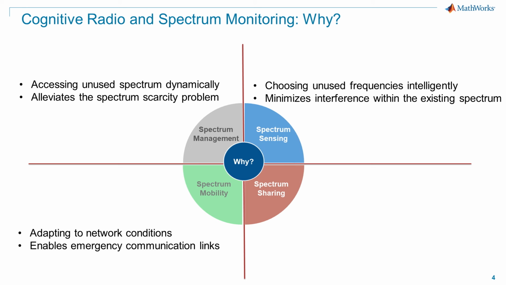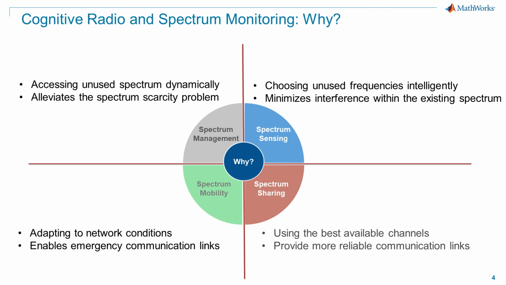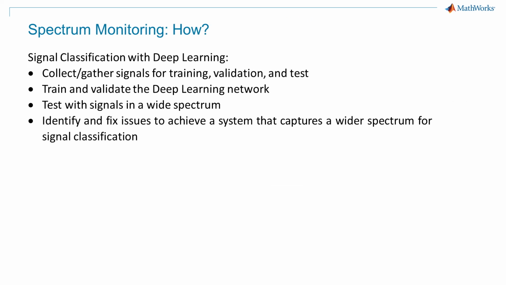This involves coordinating access to the spectrum among multiple users. Cognitive radios can negotiate with each other to share the spectrum efficiently, ensuring that all users have fair access to the resources. We have learned that spectrum monitoring is crucial for cognitive radio applications. Detecting and classifying signals in a spectrum is an important step in achieving this goal.